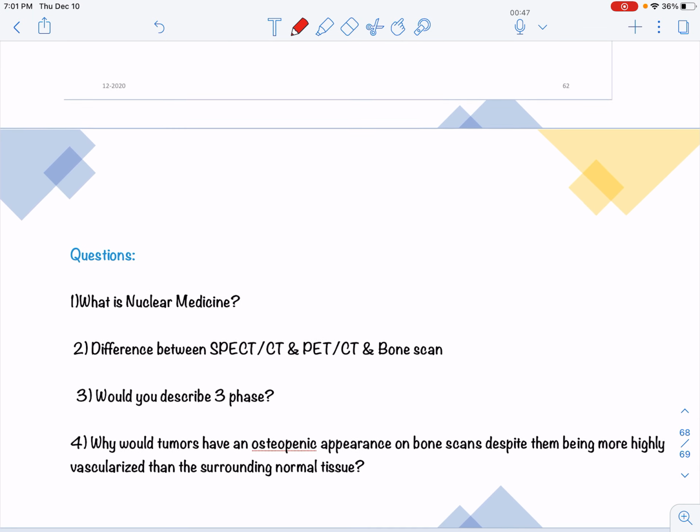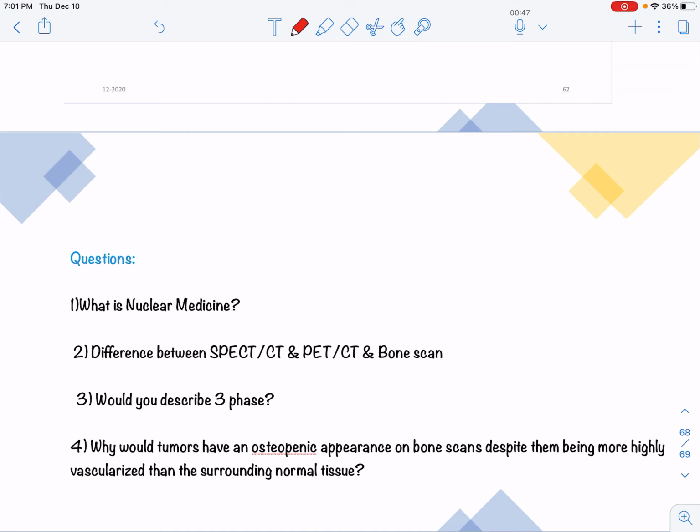And hey, yeah, thank you so much all for your questions. I hope that I defined what nuclear medicine is and you understand well the SPECT CT, PET CT, bone scan, and the 3-phase also. I got here a very interesting question actually. Why would a tumor have an osteopenic appearance on bone scan despite being more highly vascularized than the surrounding normal tissue? So this is a very good question. Thank you for sending this question.